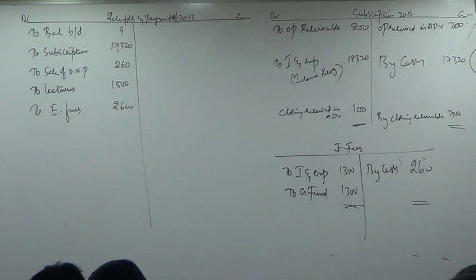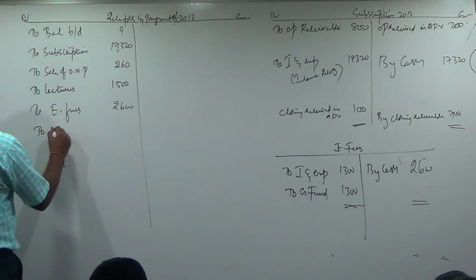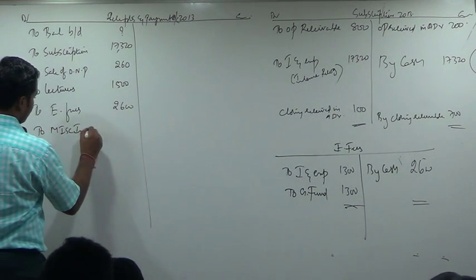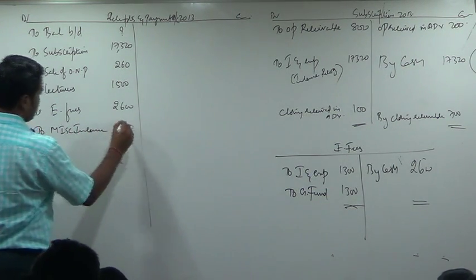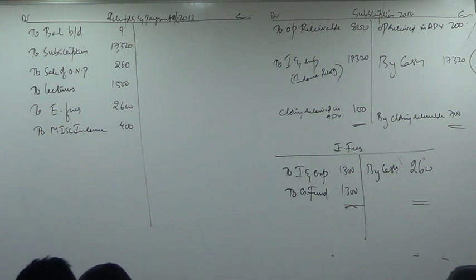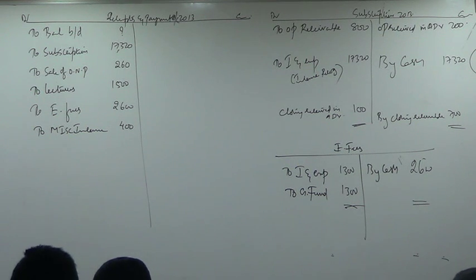Then by misc income 400. Miscellaneous income 400. Are you given any adjustment relating to miscellaneous income? Nothing. So we'll assume it is collected during the year. To miscellaneous income, how much? 400. By deficit 2820. We show it in the balance sheet. We are not asked to prepare the balance sheet.